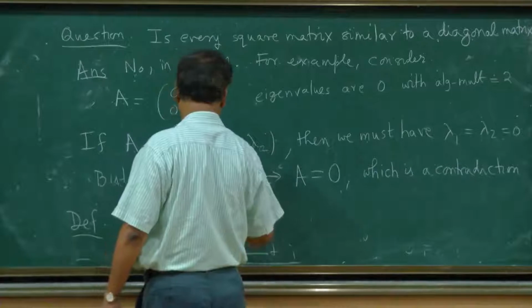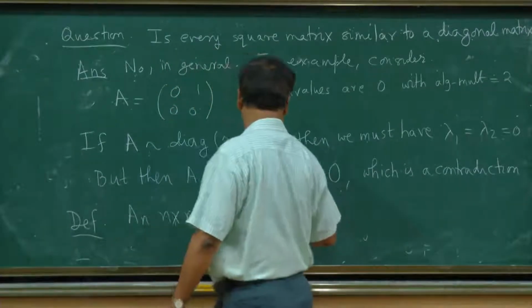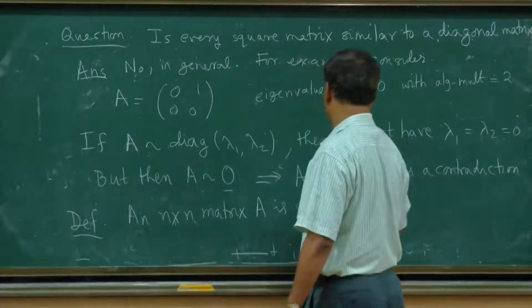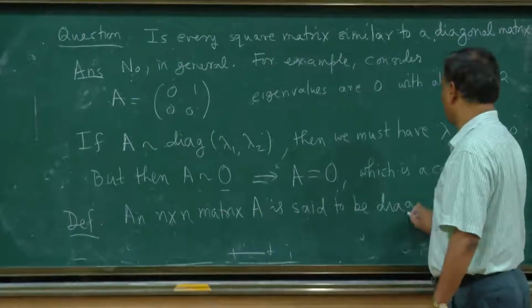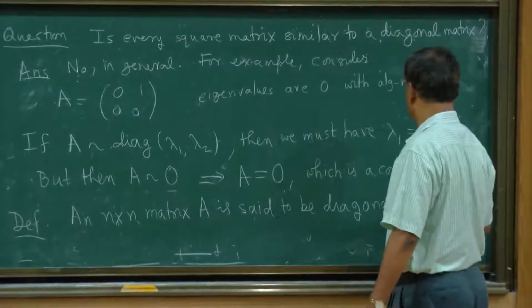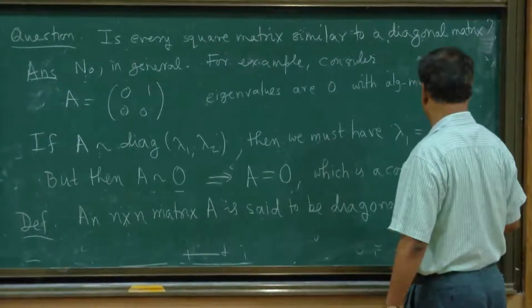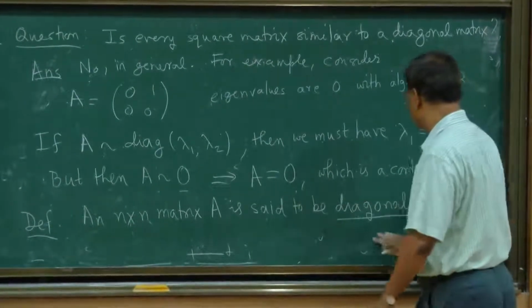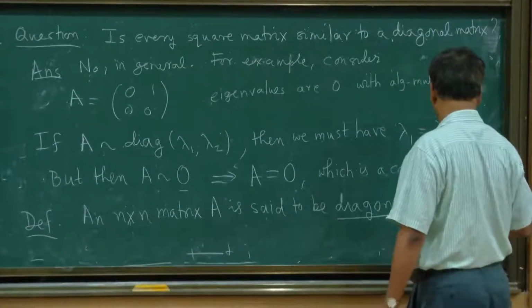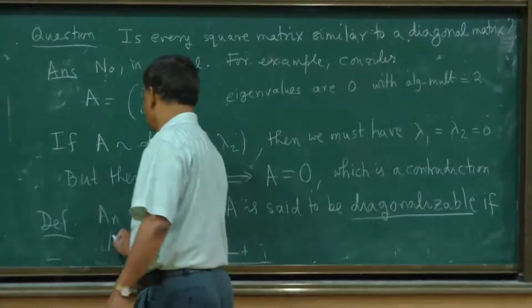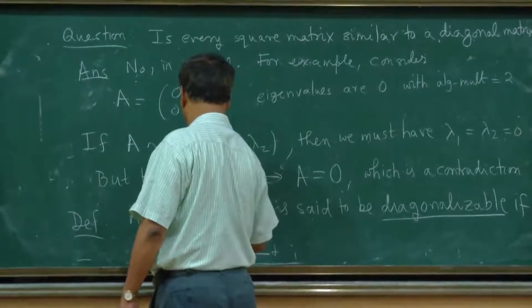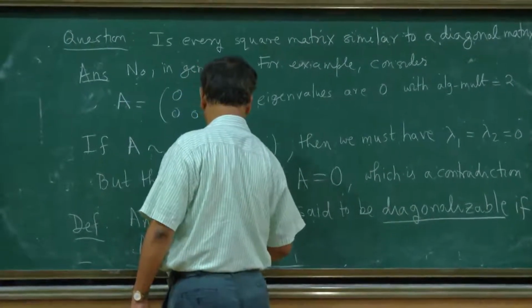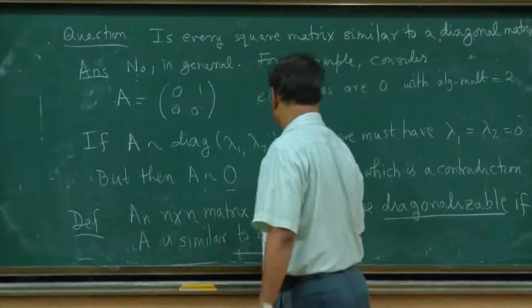An n cross n matrix A is said to be diagonalizable, and depending on where you are, this is spelled with a Z or an S, if A is similar to a diagonal matrix.